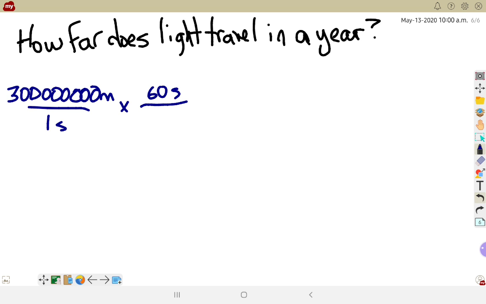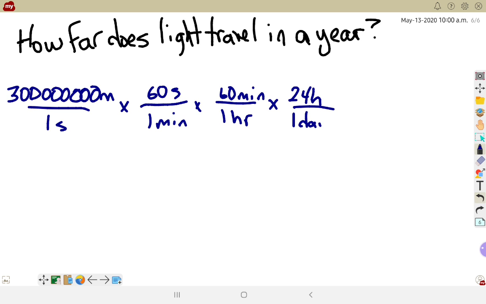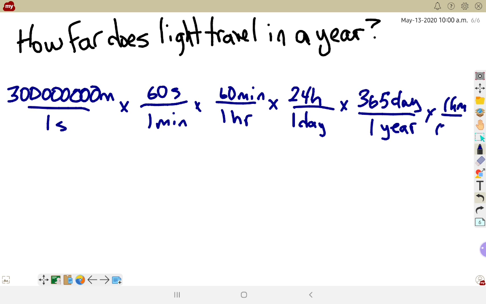So I got 60 seconds in a minute, and I've got 60 minutes in an hour. Now, if you remember that there are 3,600 seconds in an hour, you can do that direct conversion, but I don't always remember that number, so it's fine to just use the conversions that you know. There's 24 hours in a day, and then there are 365 days in a year. So I'm going to keep my meters, and then I'm going to get meters per year. Now, let's go kilometers per year. So I've got 1 kilometer is 1,000 meters. Okay, makes sense to talk about it in kilometers.